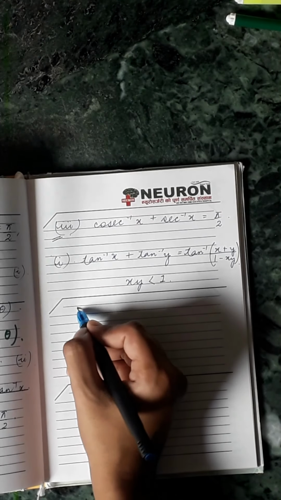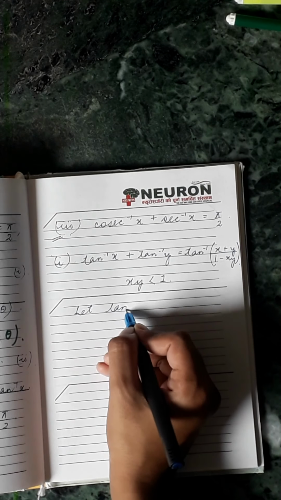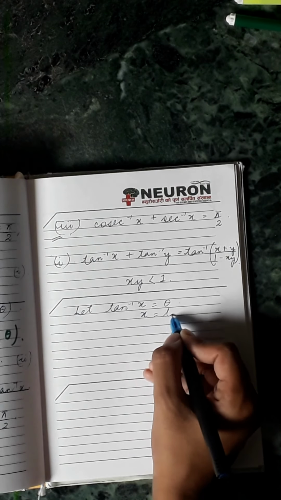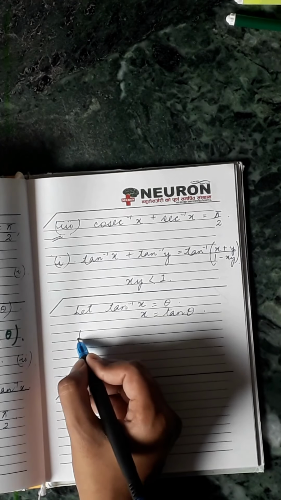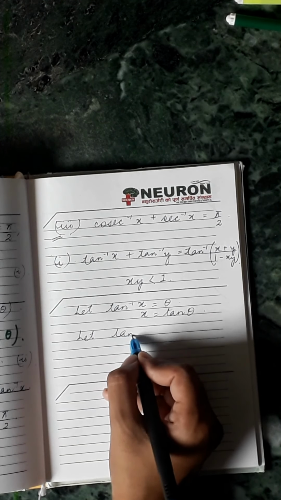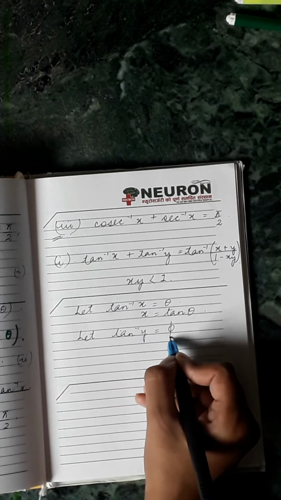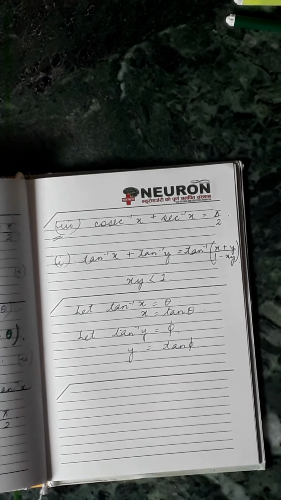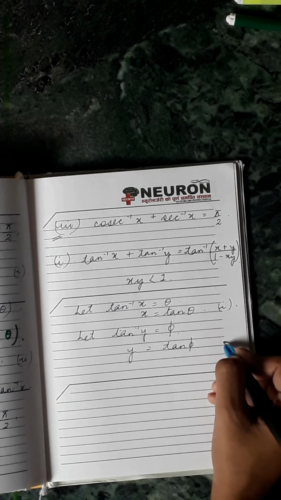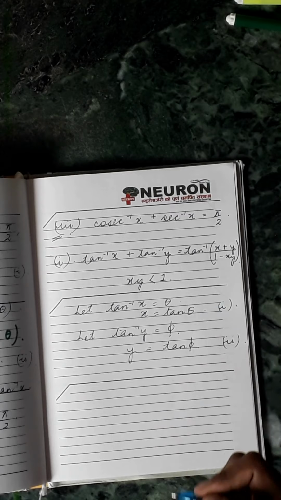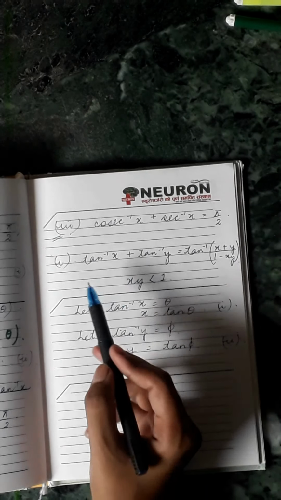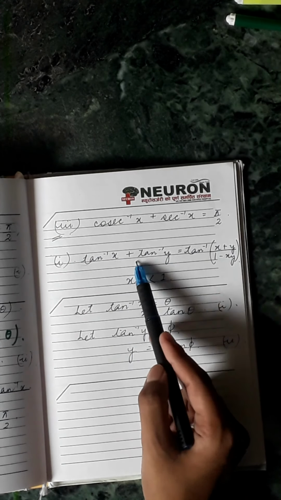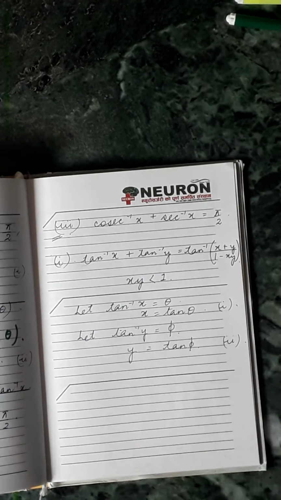Here you have to let two things. First is you have to let tan inverse x, let it be theta. Then x will be tan theta. And second is you have to let tan inverse y, let it be phi. Then y is tan phi. Okay? So what is the next step that you have to do? So see, tan inverse x became theta, plus tan inverse y became phi. So theta plus phi you are getting here.